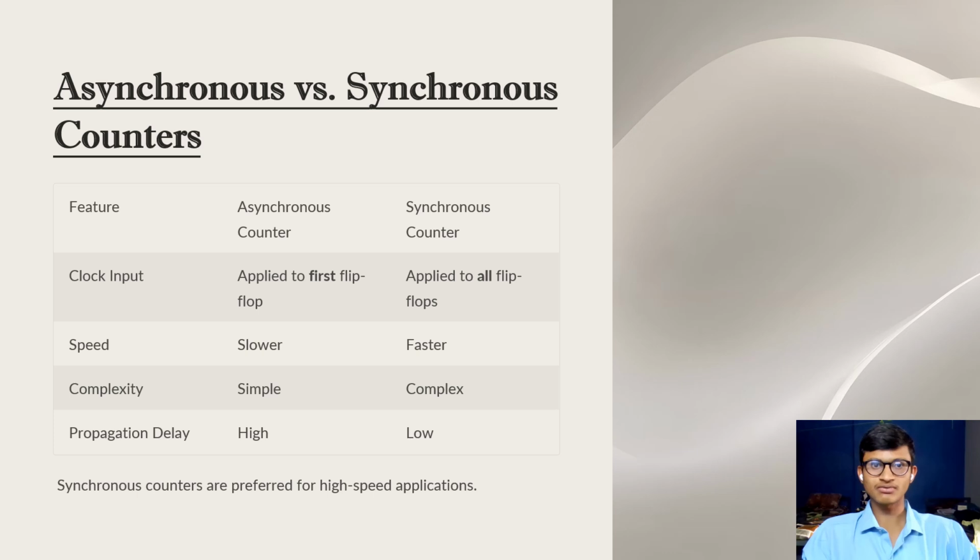Now basically, what is the ripple effect? The propagation of a signal through a series of interconnected components, causing a delay or a series of delays that can impact the overall timing and performance of a circuit, is called the ripple effect.